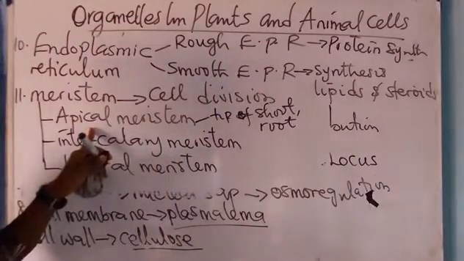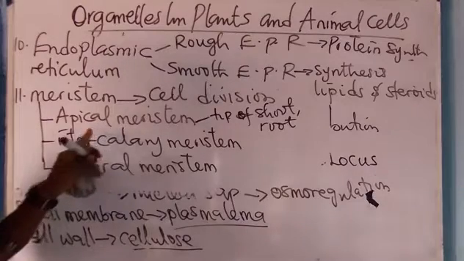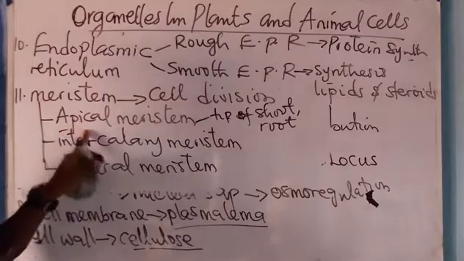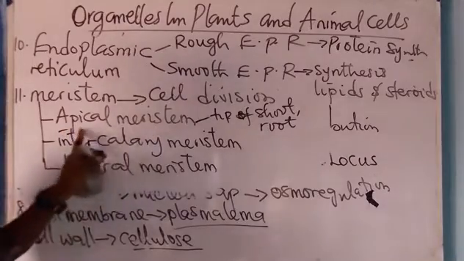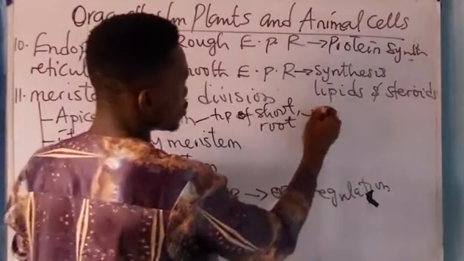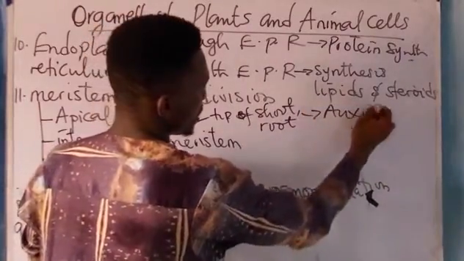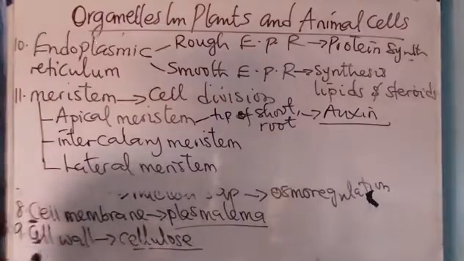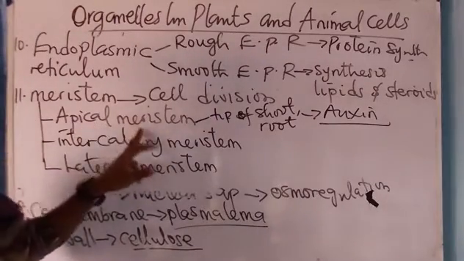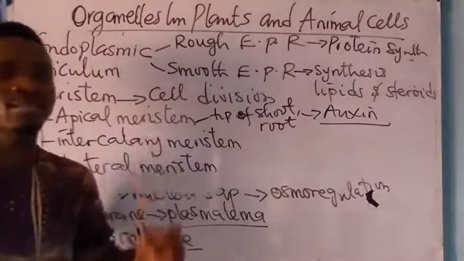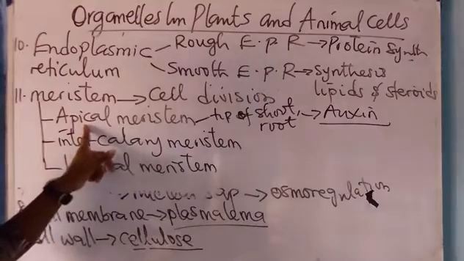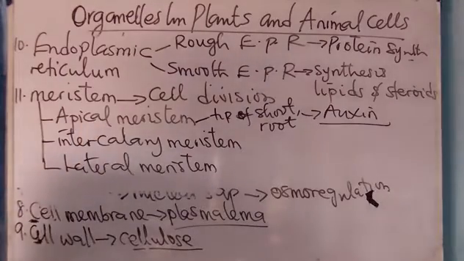And the type of hormone present in the apical meristem, I already said the answer, is called what? Auxin, which is the most important hormone and is produced in the apical meristem. The function of this apical meristem is to enhance the vertical growth of plants.